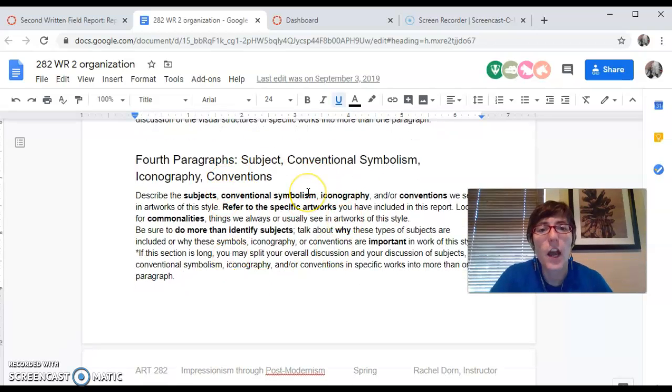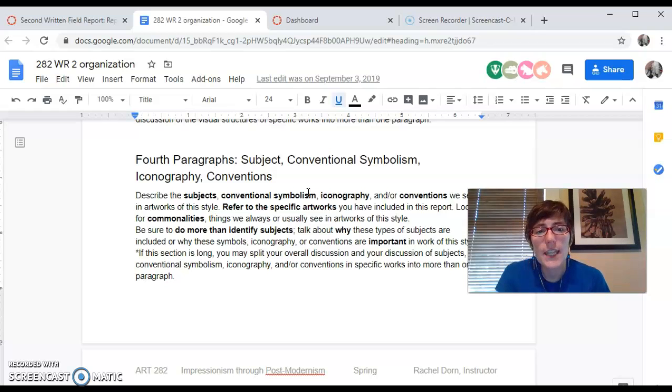The fourth paragraph, subject, you've got to tell me about. Iconography, you definitely need to tell me about it. Conventions, you should probably tell me about that. Conventional symbolism, you might not have any. So if you don't have symbolism, skip it. Not all styles do. Don't make it up if it doesn't already exist.